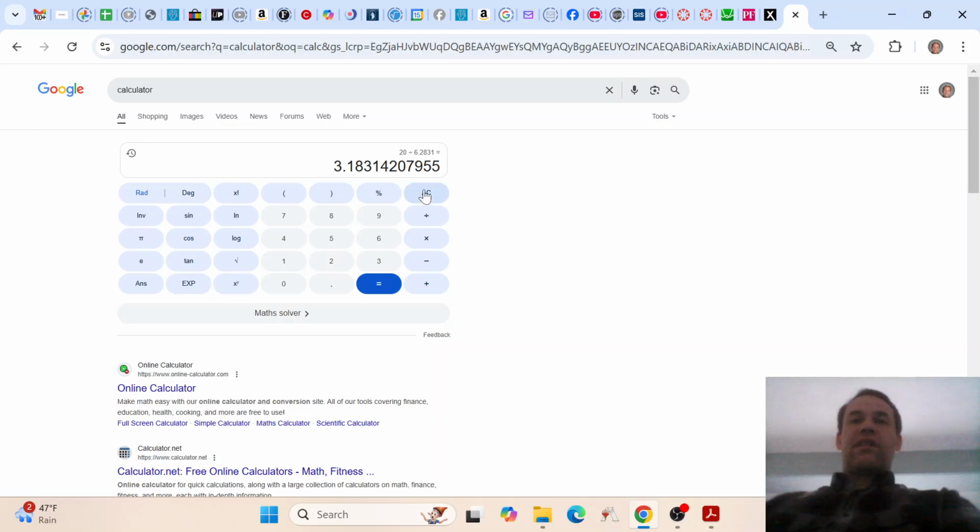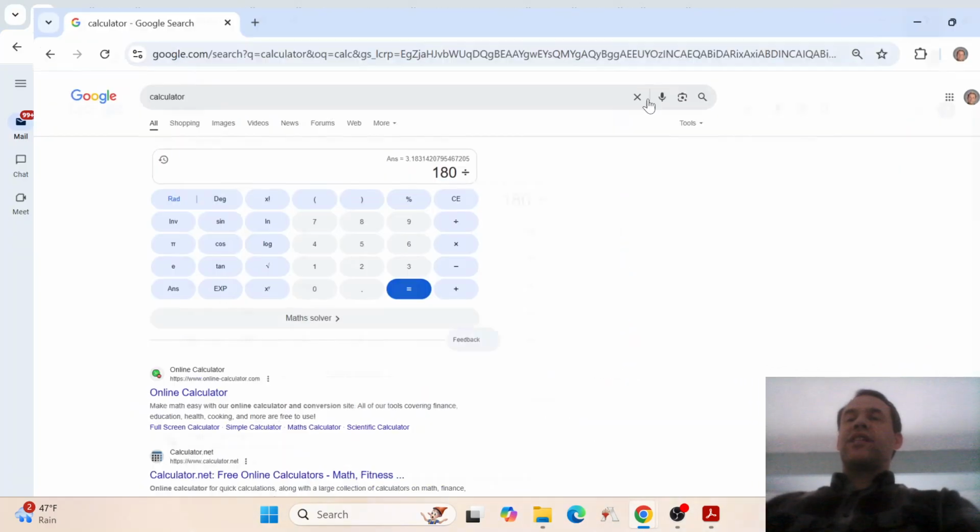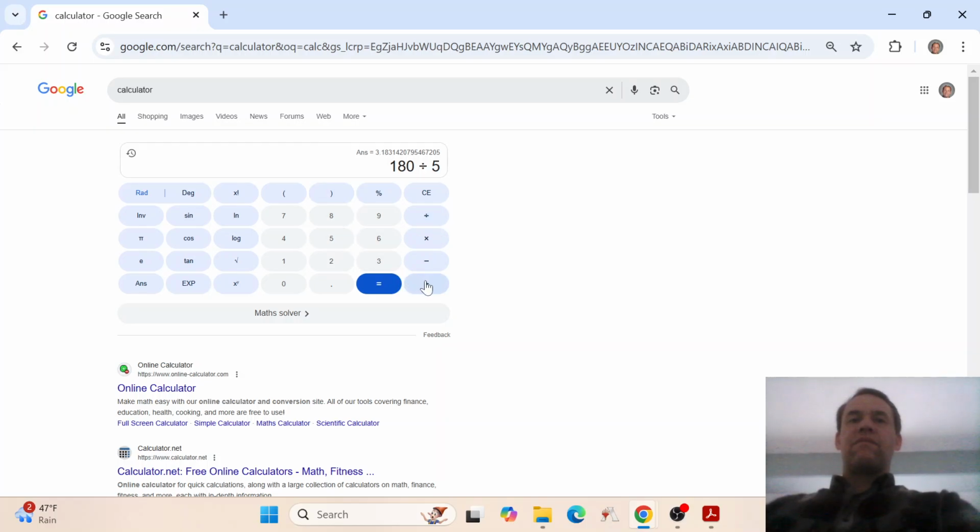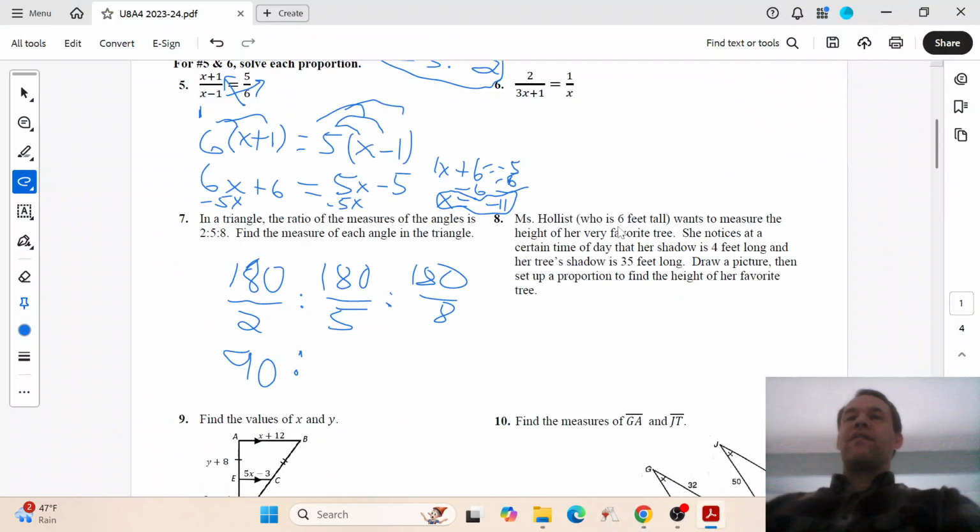Let's see. So 180 divided by 5. Let's see here. So 180. Oops, can I do a back button? Nope, there we go. Okay, so that's 36. And then while we're at it, what's 180 divided by 8? That might be more of a decimal. Maybe, we'll see. 22.5. So 180 divided by 8 is 22.5.